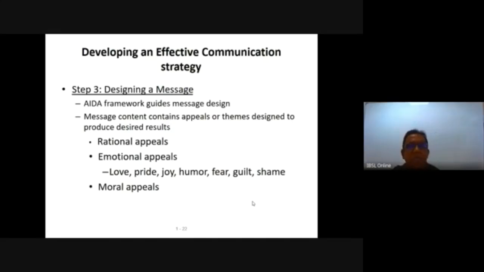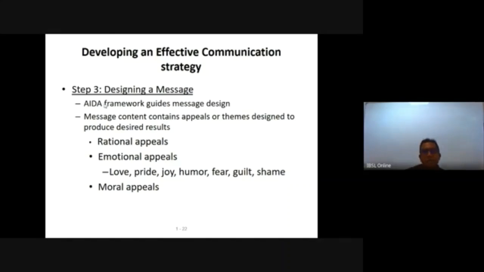So when you design the message, the AIDA framework guides message design. You know what AIDA is? A for attention, I for interest, D for desire, and A for action. Through the advertisement message, what you first do is grab the attention, and create interest in the customer's mind about your product, and desire towards the product, liking towards the product, and finally the action. So for the AIDA framework, you must remember: grabbing the attention, interest thereafter, and desire to buy. Action is the final decision to buy.